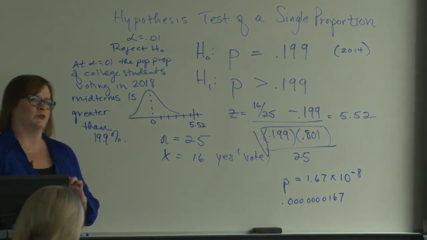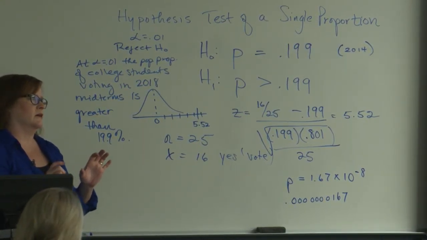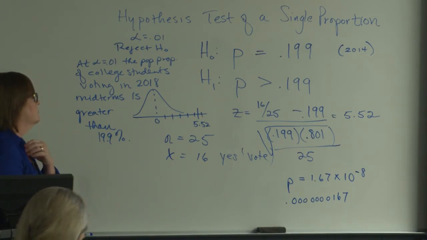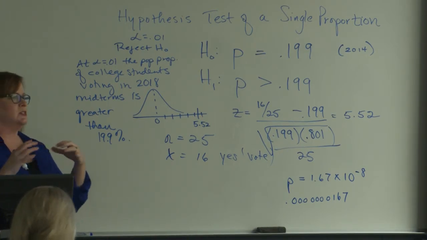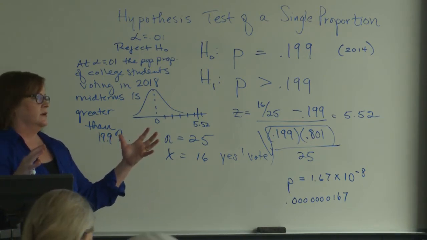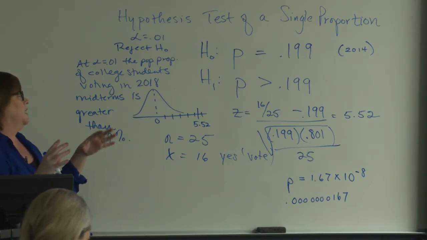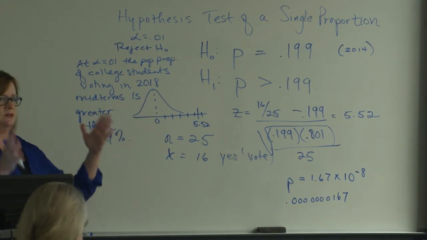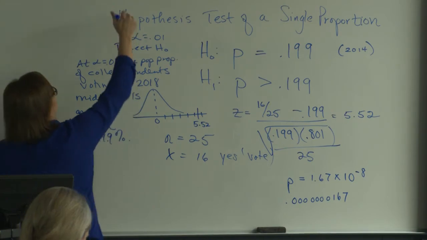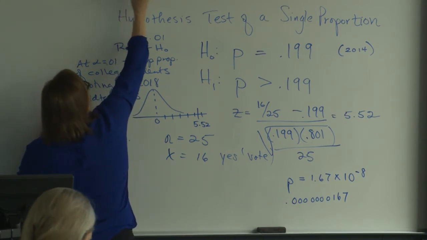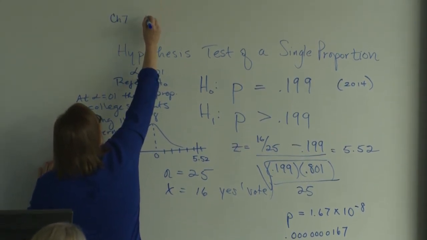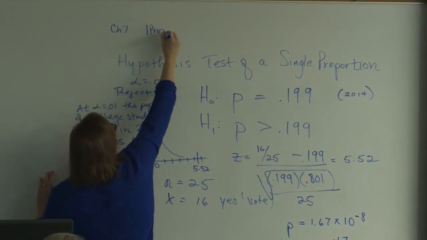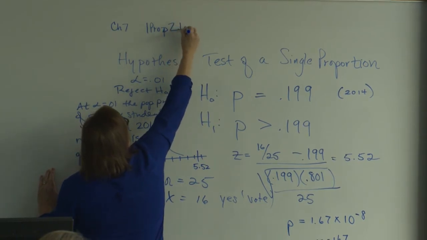Okay, just a little bit of review because I'm curious. I wonder what our confidence interval would be on that for our data. So if we were to just say, as an estimate, the population proportion of all college students who are voting in the midterms is between these two. So kind of back up to chapter 7 just for a second. Let's do a 1 prop z interval.